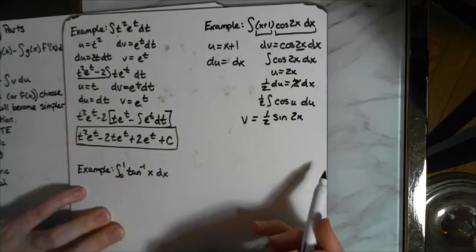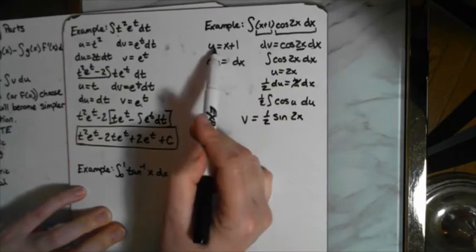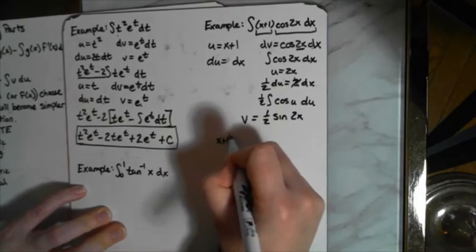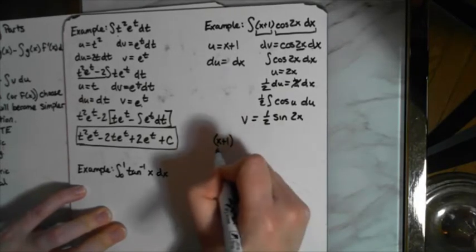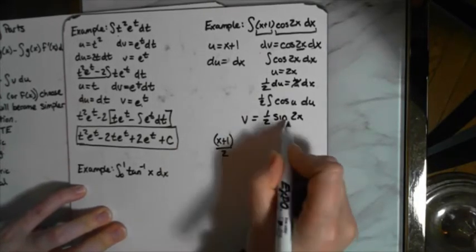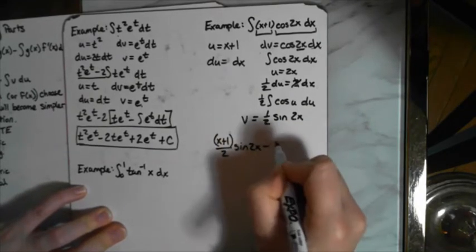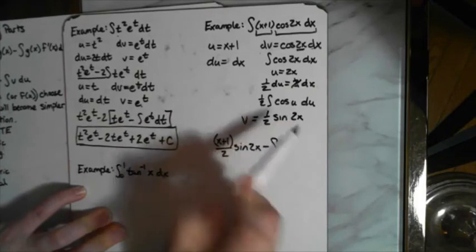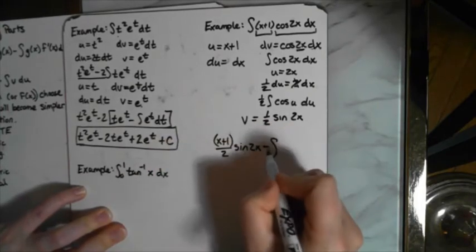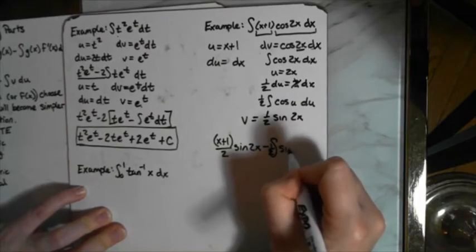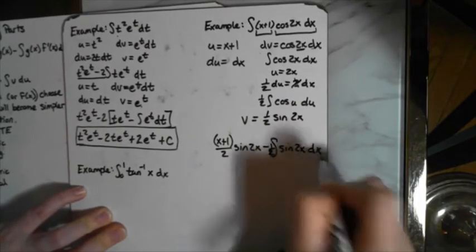Okay, now I can apply my formula. u times v, so it's x plus 1 times 1/2, so I'm just going to put this over 2, sine 2x, minus the integral of the two bottom things multiplied together. Now there's a 1/2 here, so I'm going to put it in front, and it becomes sine 2x dx.